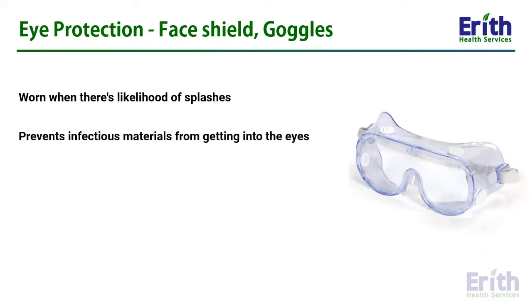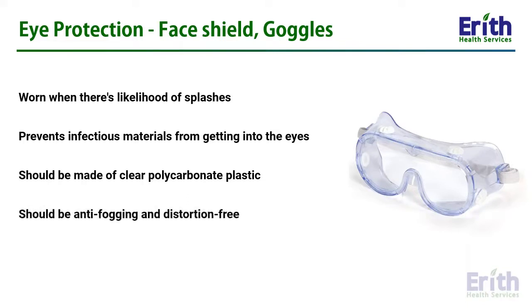Also for other potentially infectious material getting into the eyes, nose, mouth, or other facial areas. Goggles should be made of clear polycarbonate plastic with side and forehead shields. Goggles should be especially clear, anti-fogging, and distortion-free. Disposable goggles are preferred, but reusable ones can be used after proper processing or decontamination and cleaning.